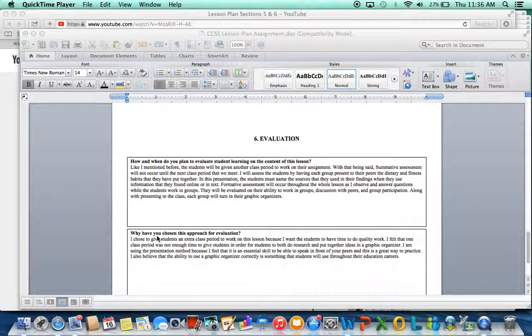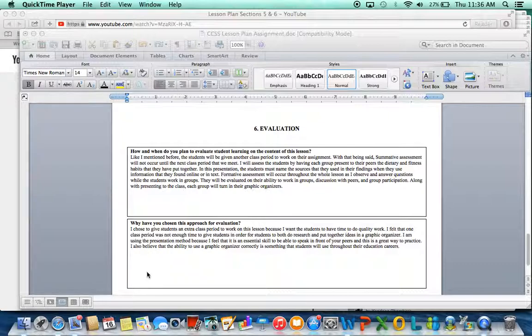And then section 6, the evaluation. Like I mentioned before, students will be given another class period to work on their assignment. With that being said, summative assessment will not occur until the next time that we meet. I will assess the students by having each group present to their peers the dietary and fitness habits that they have put together. In the presentation, students must name the sources that they used in their findings when they mention ideas that they found on the internet or in the text.